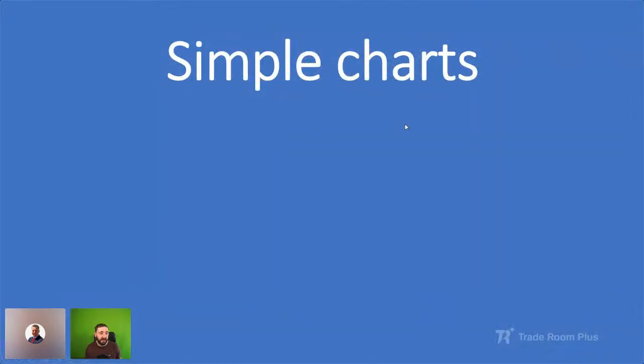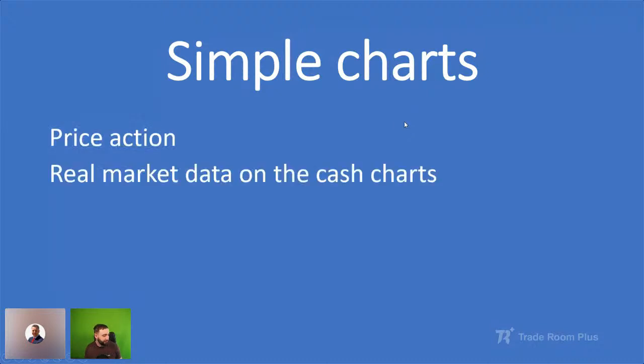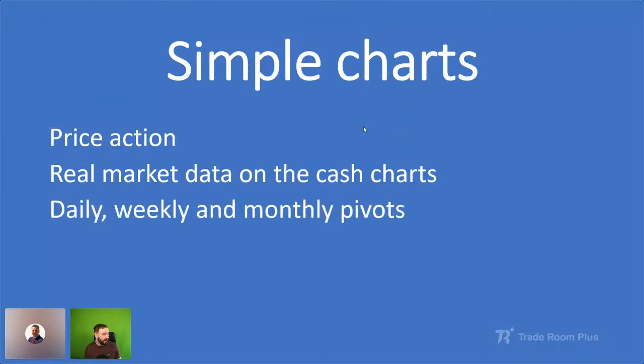I look for really, really simple patterns, really simple charts that are just price action. I use real market data on the cash charts, which I'll explain a little bit later. That's my anchor point. And I have daily, weekly, and monthly pivots on my chart. I do like the support and resistance pivots. I think they're very, very good on the stock indices, which is what I trade. And I have a very simple 10, 20, and 59 moving averages as well.